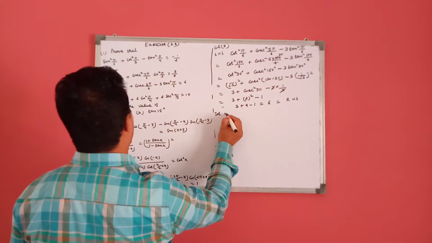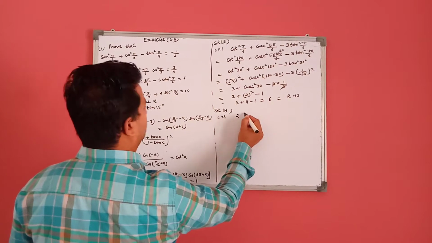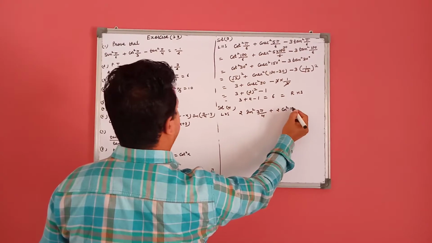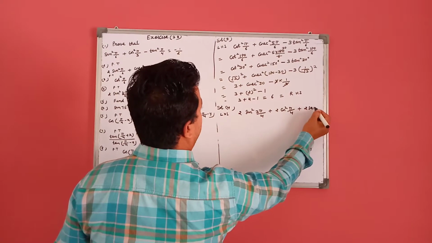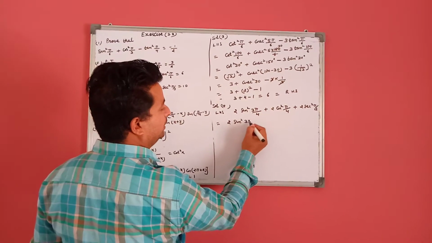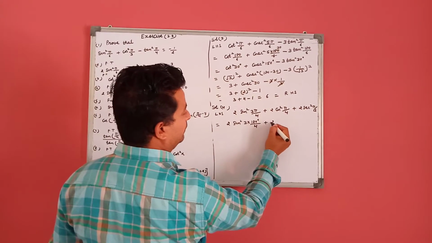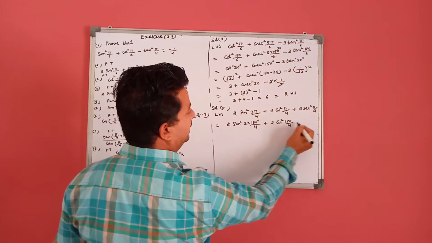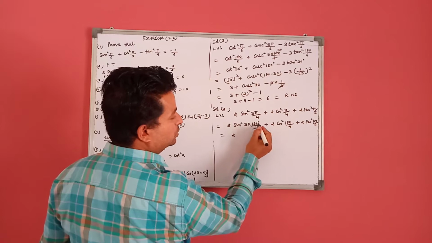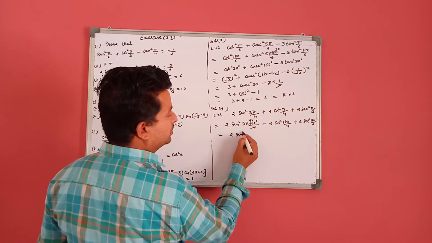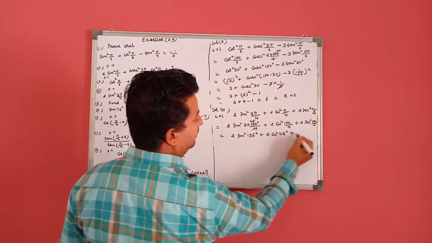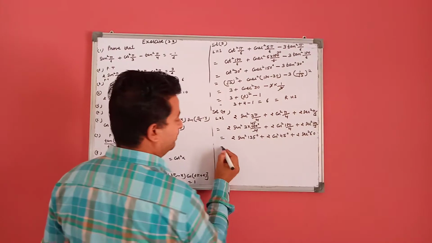In solution 4, the left hand side is 2 sin square 3 pi by 4 plus cos square pi by 4 plus 2 secant square pi by 3. Put the value of pi, that is 180 degrees. This becomes 2 sin square 135 degrees, cos square 45, and 2 secant square 60.